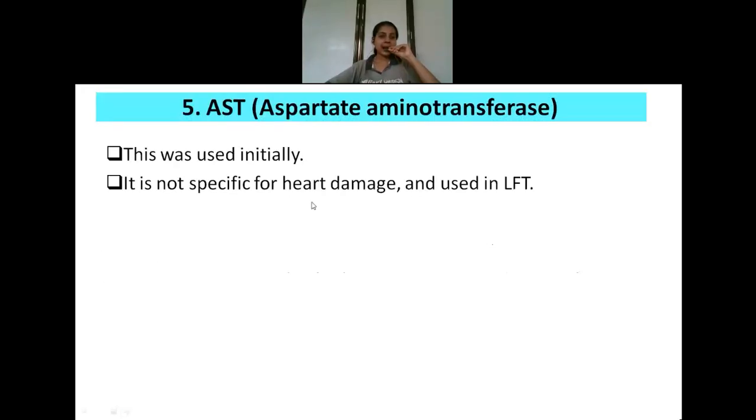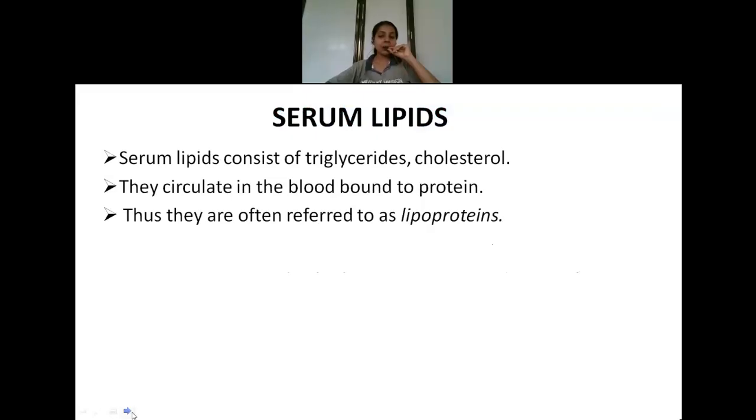Next one is AST, aspartate aminotransferase, also called SGOT. It was used earlier, but presently since it is not cardiac specific, we are not particularly using it. But this AST level or ALT level we use in liver function tests, especially when a person has liver cirrhosis and so on.